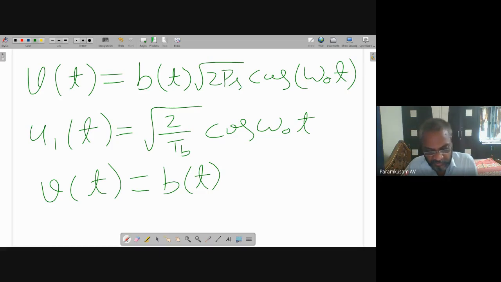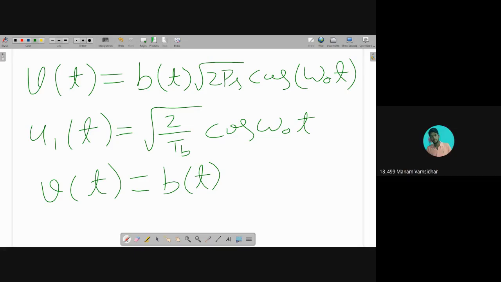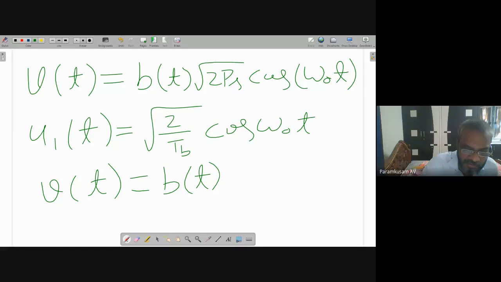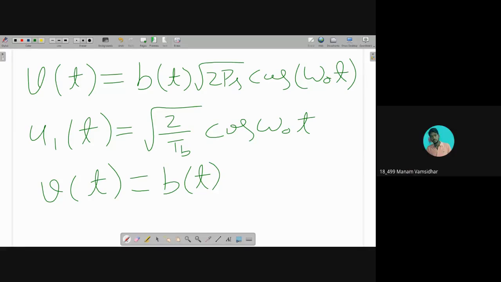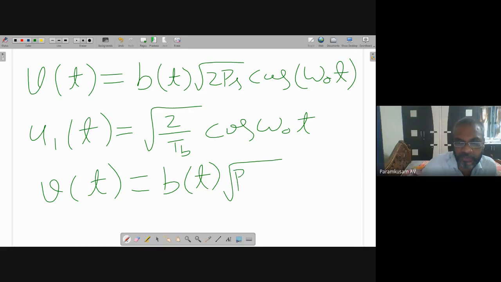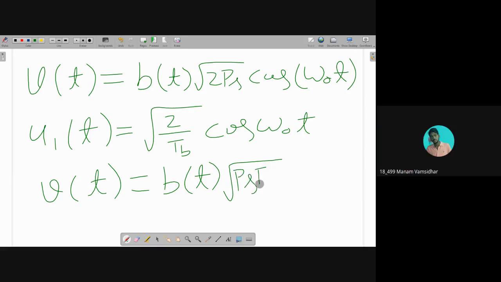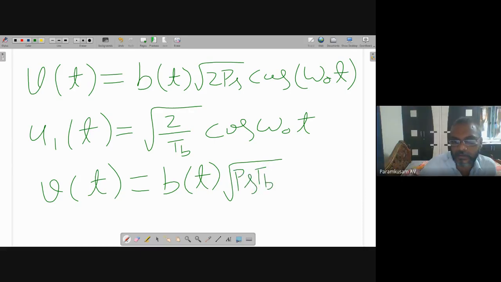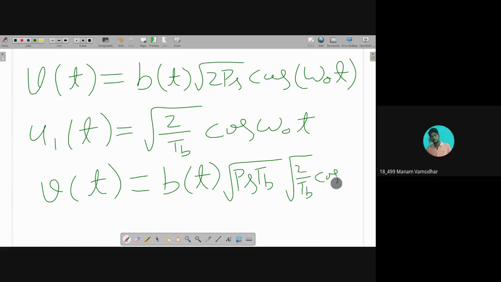B of t into root over PS TB, U1 of t. Root over 2 by TB cos omega naught. That is U1 of t. Very good.